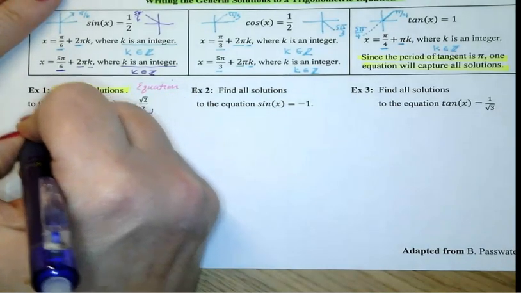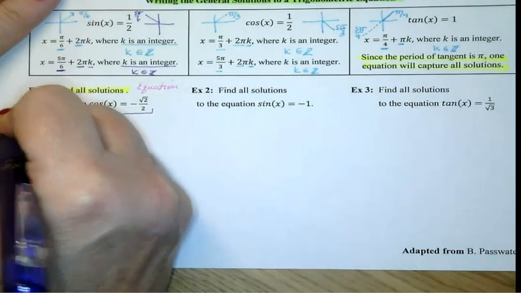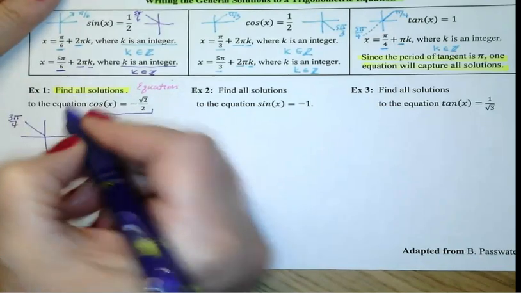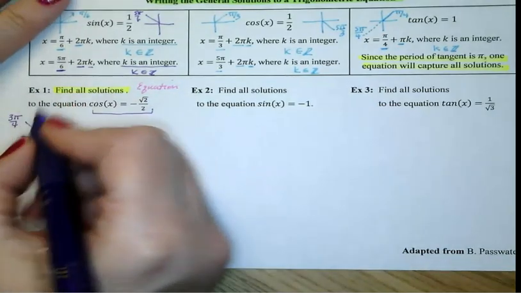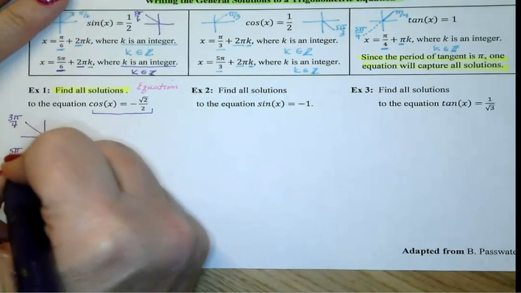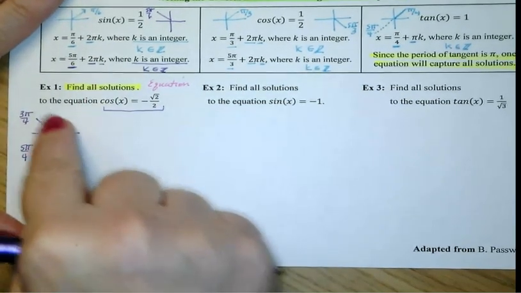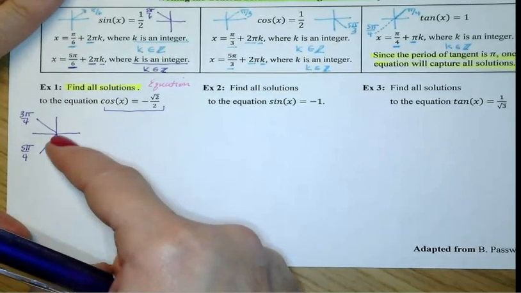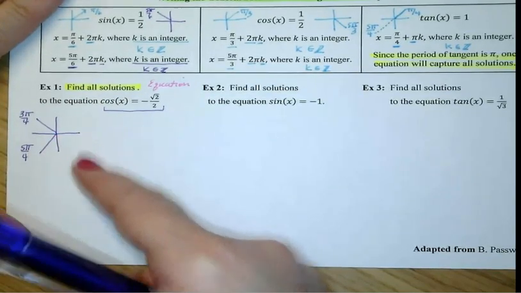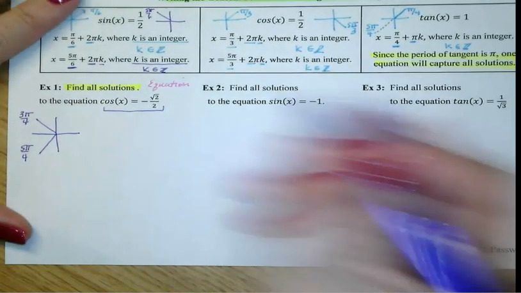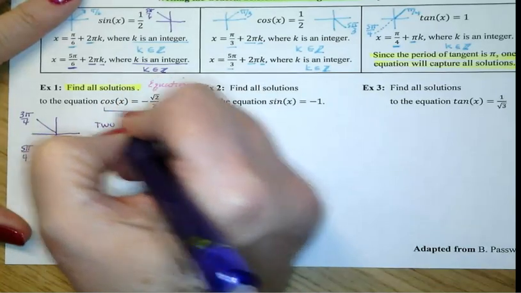I'm going to find one in quadrant 2, which is going to be 3 pi over 4. And then I'm going to find one in quadrant 3, which is going to be 5 pi over 4. So do they line up on the same line? No, because one of them's here and one of them's here. This one would have to be on the bottom half of the line here for that to be true. So in this case, we need two equations.